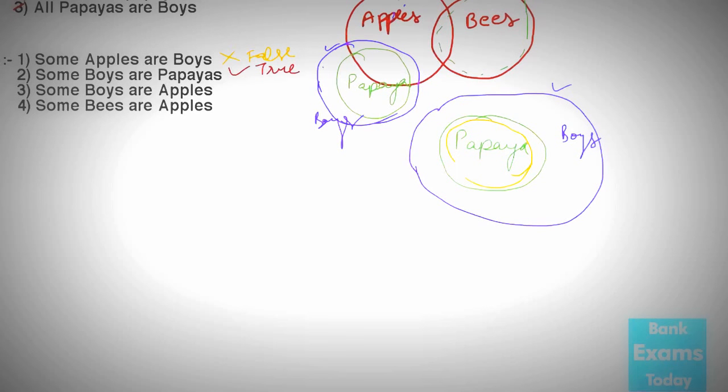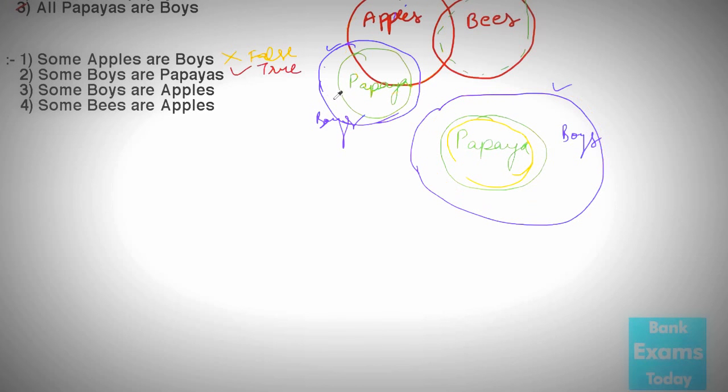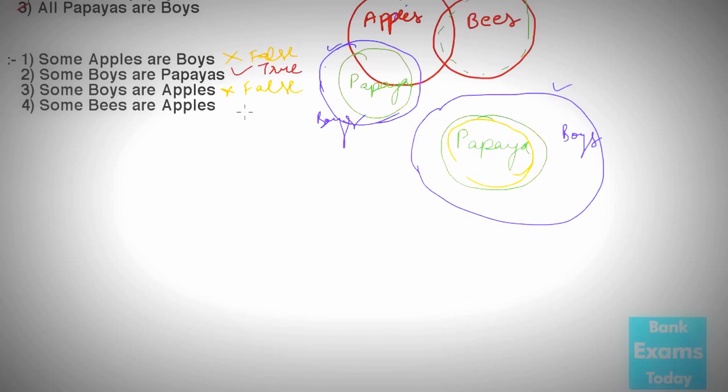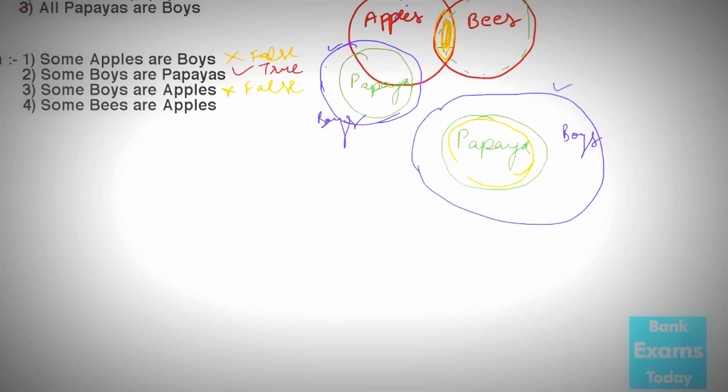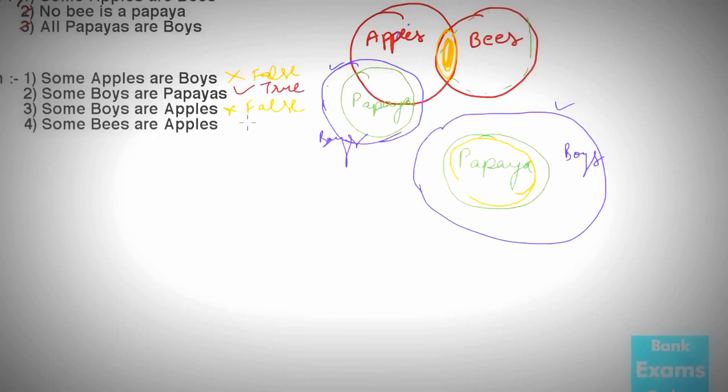Some boys are apples. If you look at this situation, here is apples and here are boys. So there is no relation between boys and apples. So this one is also false. Some bees are apples. Give a look to this part. A part of bees are apples. So this one is right.